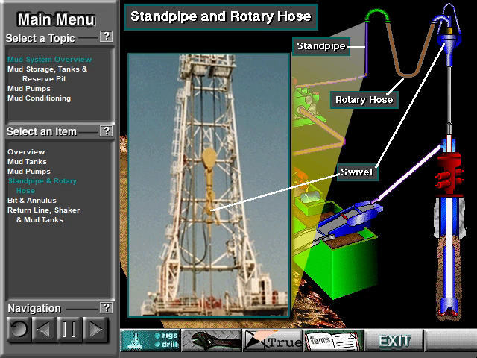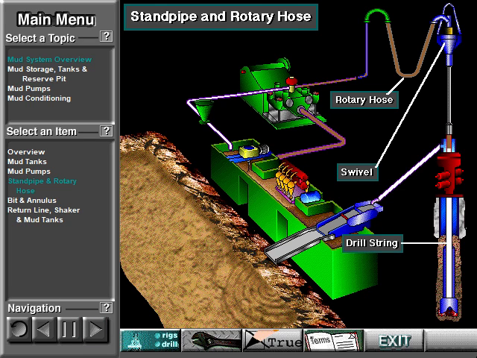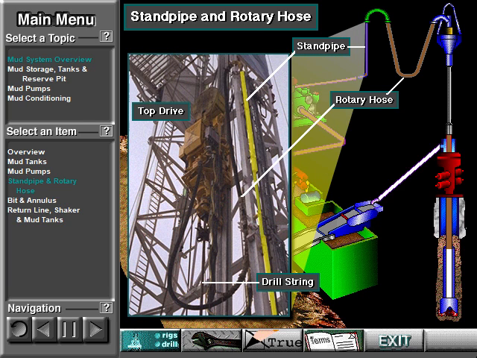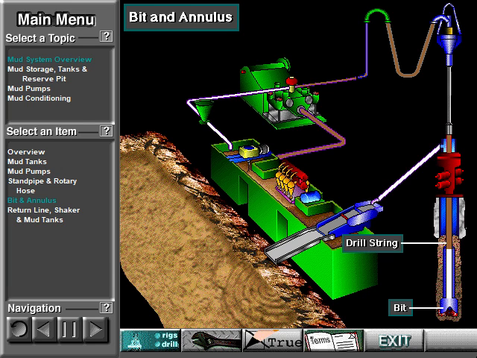The rotary hose is strong, flexible hose that moves with a swivel as it goes up and down in the mast. From the rotary hose, the pump moves mud through the swivel and then down the Kelly and drill string. On rigs with a top drive, the mud moves through a passage in the top drive and then into the drill string. The pump moves the mud down the drill string to the bit.